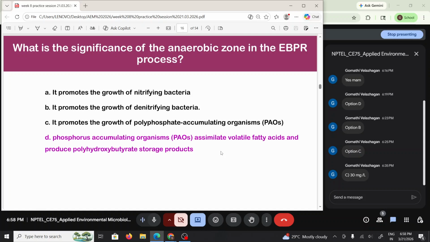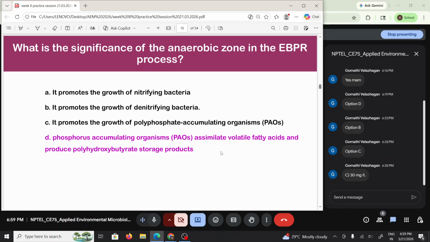Okay. So the right answer for this question is that the anaerobic zone of a EBPR helps phosphorus accumulating organisms assimilate the volatile fatty acids and produce polyhydroxybutyrate storage products. EBPR stands for enhanced biological phosphorus removal process. So this is basically about phosphorus removal, and here the organisms involved are the PAOs, which is phosphorus accumulating organisms.